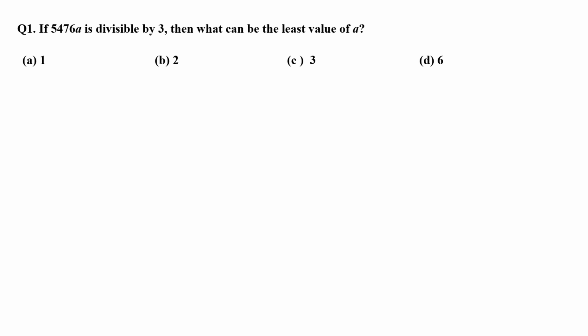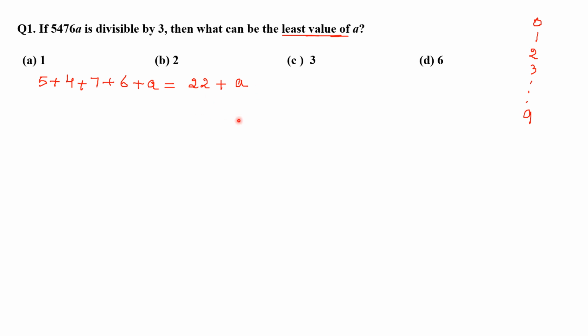So let's add the digits given in the question. So it is 5 plus 4 plus 7 plus 6 plus a. Now if I add it, I will get 5 plus 4 is 9, and 9 plus 7 plus 6, I will get 22, plus a. Now the question tells that you have to fill the least value of a. Least means smallest value. Now see, a can take values from 0, 1, 2, 3 and so on till 9. A can take any values, but you have to fill the smallest value of a such that the number will become divisible by 3.